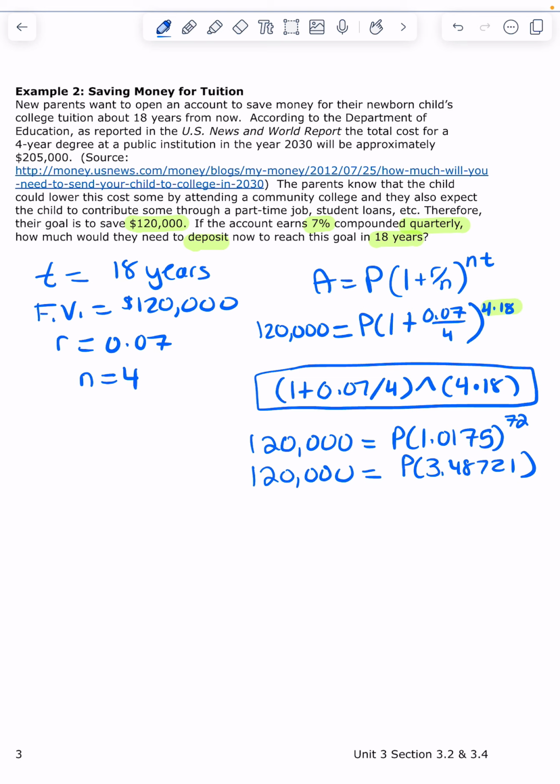It's actually probably safer. So we know we need to divide by that to solve for P, right? However, I'm rounding. There were more decimals there than I wrote down. And if you round before the end, it's going to throw your answers off. So it's better in the calculator to do it this way, 120,000 divided by, and then put the whole thing in.